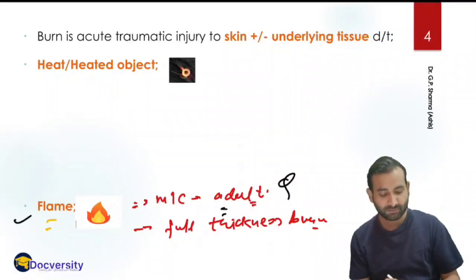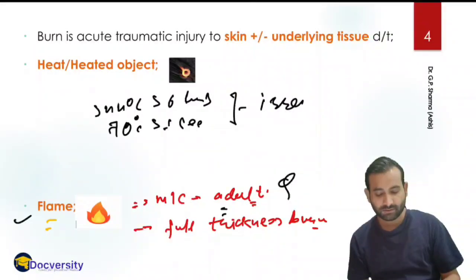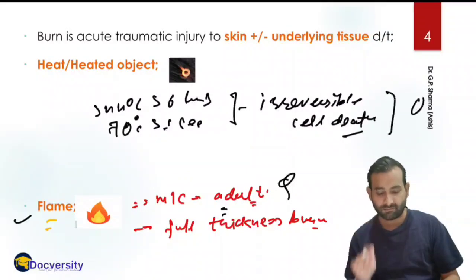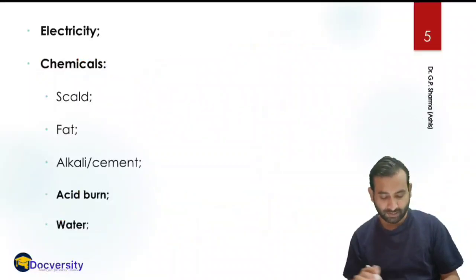And here we discuss 44 degrees Celsius and 70 degrees Celsius. Remember this one. For more than 6 hours, for more than 1 second, irreversible cell death. Question in the exam, upcoming FMG. Please remember this one. After that, let's see over here, electricity burn, electric burn, right?